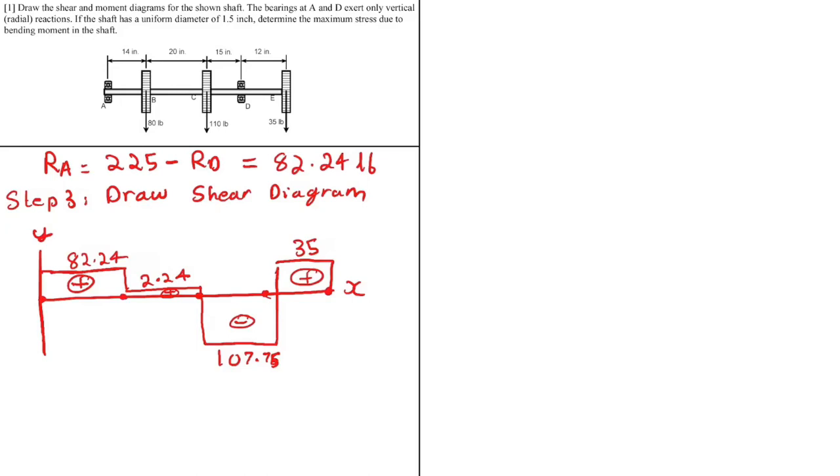Now from this, we can find, or let's say, I'll write it down on the other side. Step 4 is to draw the bending moment diagram, or the moment diagram.